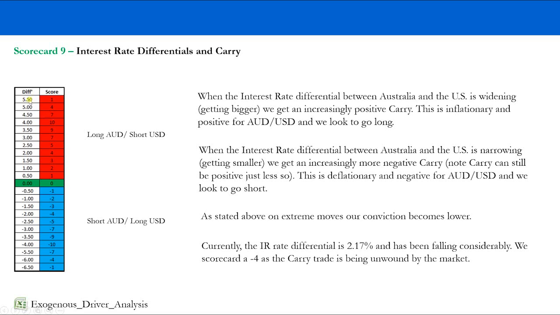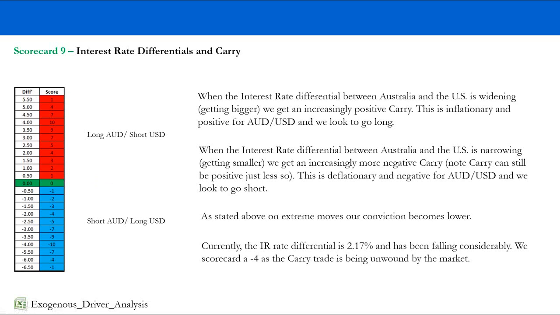And when the interest rate differential widens to extreme levels historically, our conviction scoring becomes lower. And then we may even switch to becoming deflationary, so going short Aussie dollar, long US dollar.